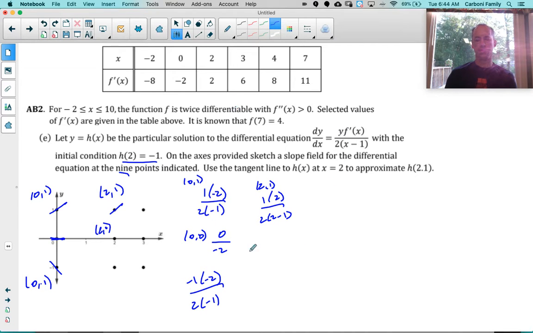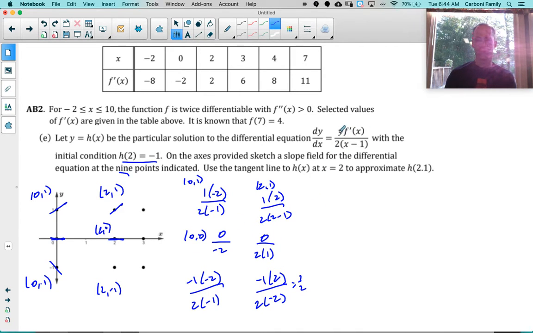So at (2, 0), y being 0 on top, 2 times 2 minus 1, and so we have another slope of 0. And then at (2, -1), f prime of 2 is 2, over 2 times negative 1 minus 1 is negative 2. Something a little bit different. That's negative 2 over negative 4. That's going to be a slope of 1/2. Is that right? I just wasn't expecting it to be negative, or positive, I mean.